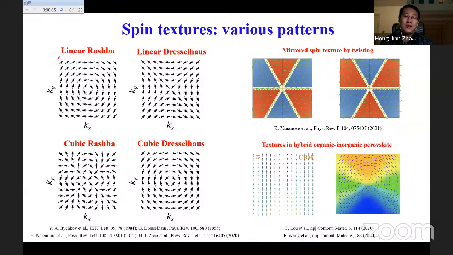Typically we have a linear Rashba spin texture, which is a vortex, and the linear Dresselhaus spin texture, which is an anti-vortex. And we can also have a cubic Rashba spin splitting with this beautiful spin texture, and the cubic Dresselhaus spin splitting with a spin texture like this. And recently in the literature, different kinds of spin textures were discovered in several materials. For example, in twisted graphene, the spin texture can be like this, and in the hybrid organic-inorganic perovskite, which is an antiferromagnetic material and a polar material, we can have a spin texture like this and like this.